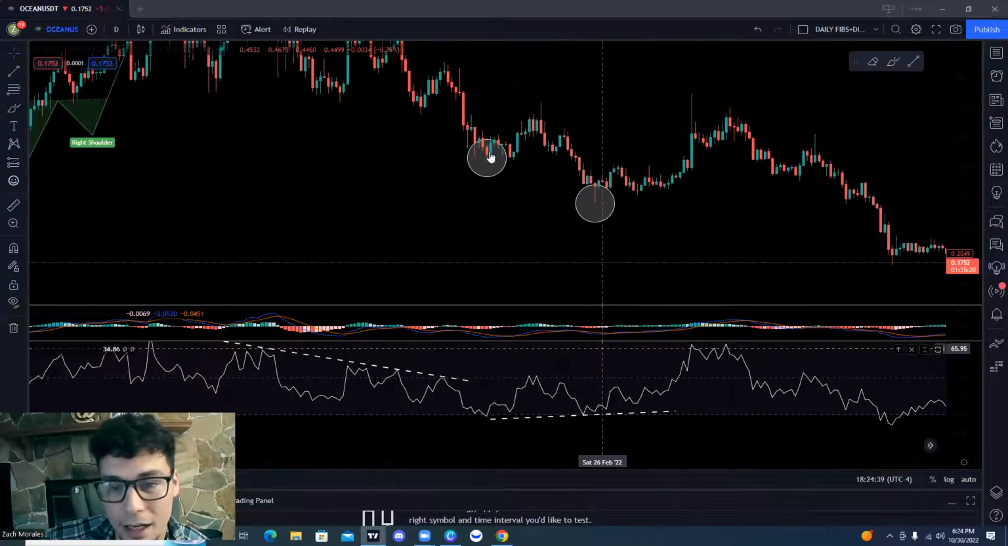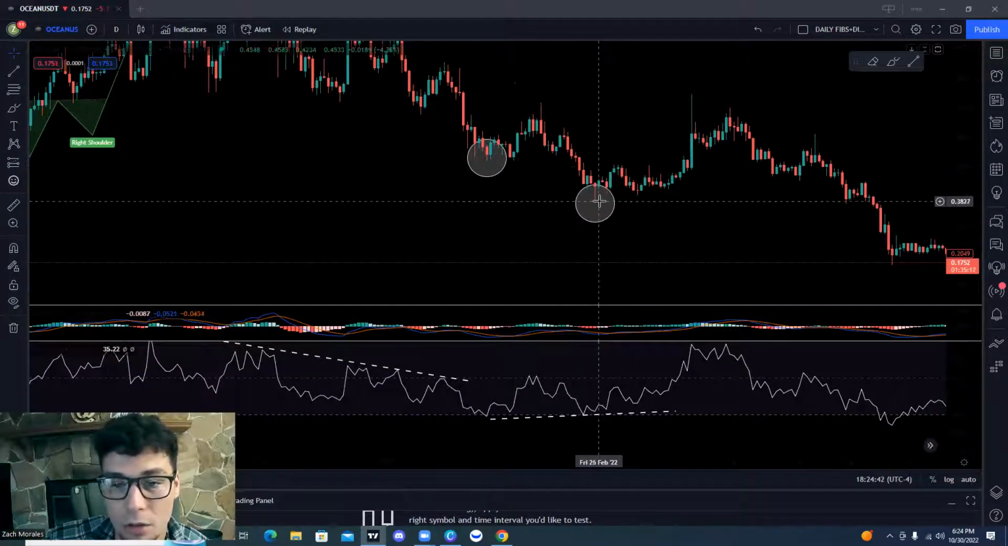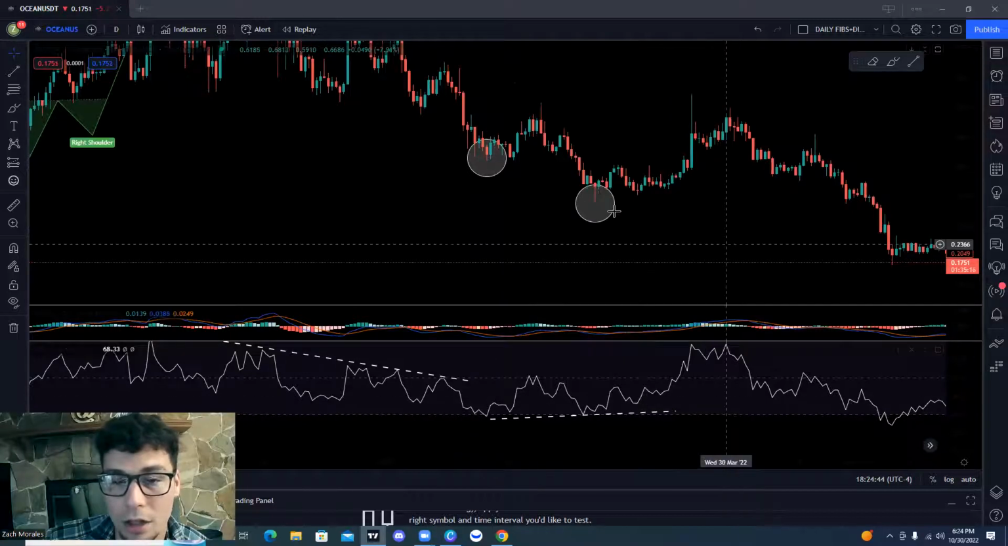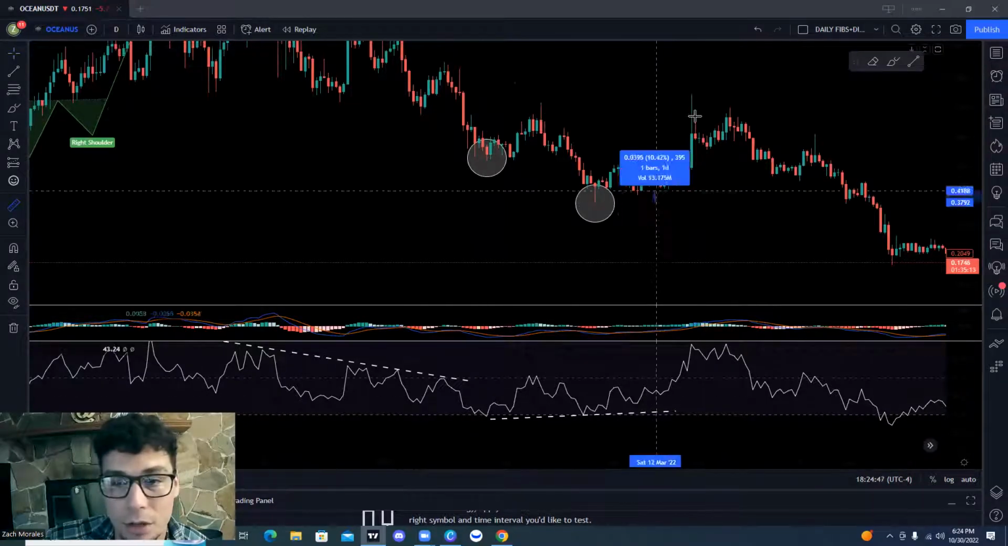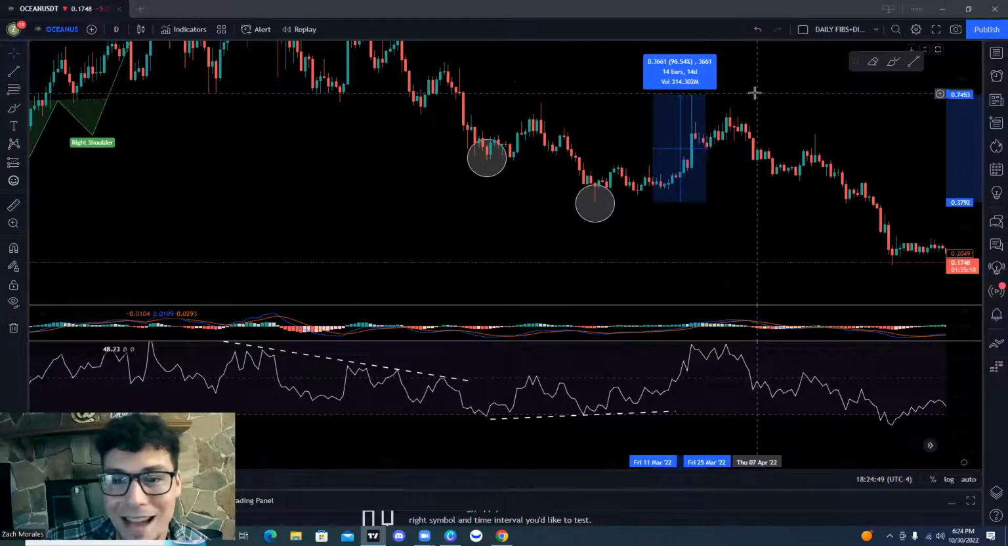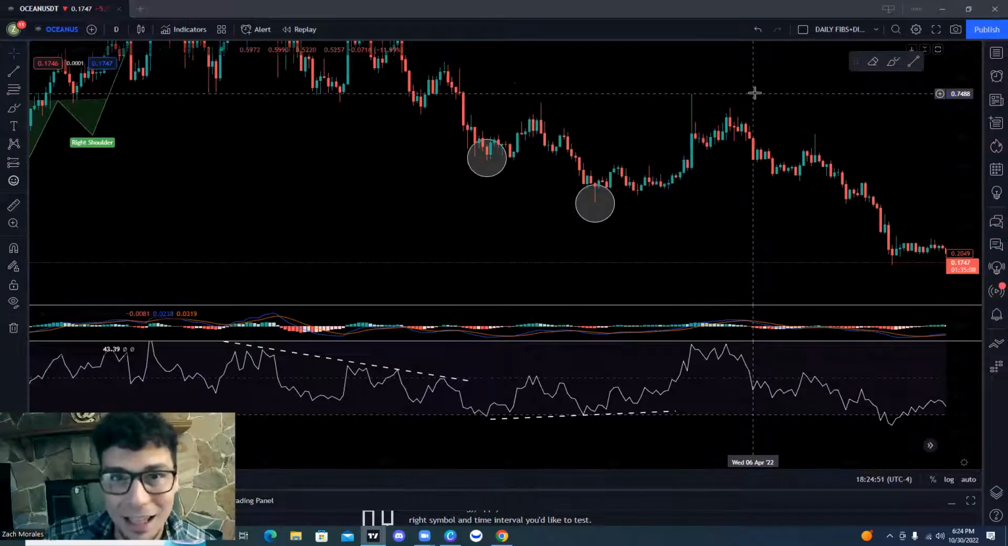Right. And then here we get our bullish divergence, low, lower low, higher low. We get a very nice move to the upside, right? From those lows up to those highs, 95%. All right. These are big gains, right?